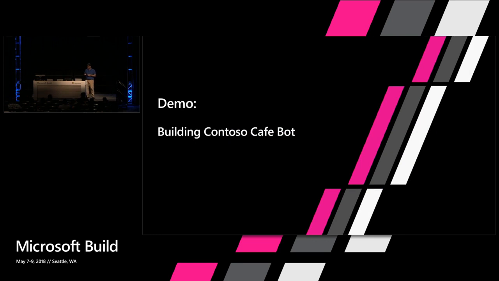All right, so for the rest of my talk, I'm going to take you through a journey of building a Contoso Cafe bot. It's a cafe bot for a fictitious Contoso Cafe company that's based out of the Pacific Northwest. Let's go through the journey of them doing a little bit of planning all the way through to building something that stitches a bunch of AI services together, and what that journey looks like.